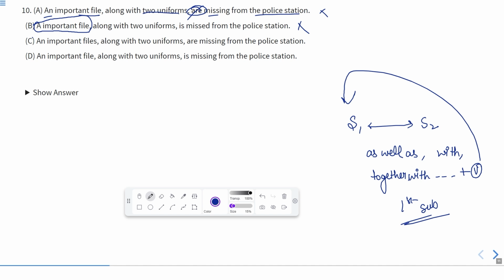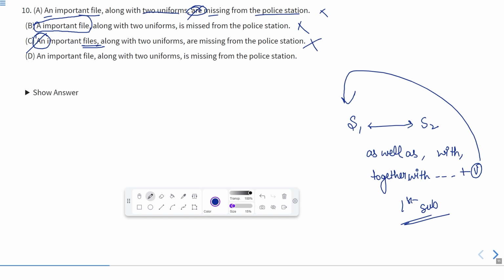Now let us move to the third sentence. "An important files". Again, we are talking about a single file. Only before a singular noun can we use the singular indefinite article, that is either "a" or "an". Therefore, if this is written "files", this "an" is incorrect over here. According to this, the C sentence is also incorrect. Now we have eliminated three, which means only one sentence is left, and that should be the correct answer.